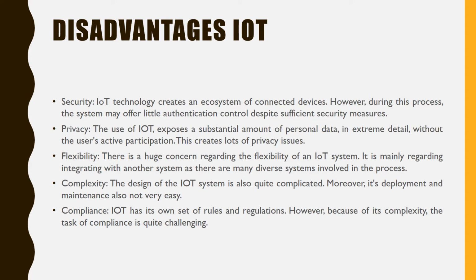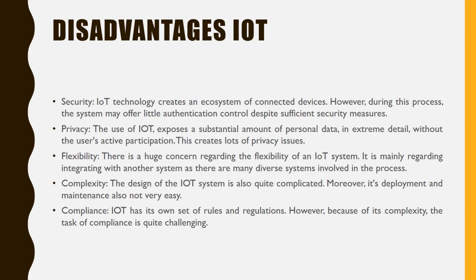Complexity. The design of an IoT system is quite complicated because it uses artificial intelligence technology. So the programming or the technology itself is a bit complicated. And in case the technology malfunctions for some reason, it is very difficult to diagnose and detect the errors in the technology, and then rectify them to give good results.